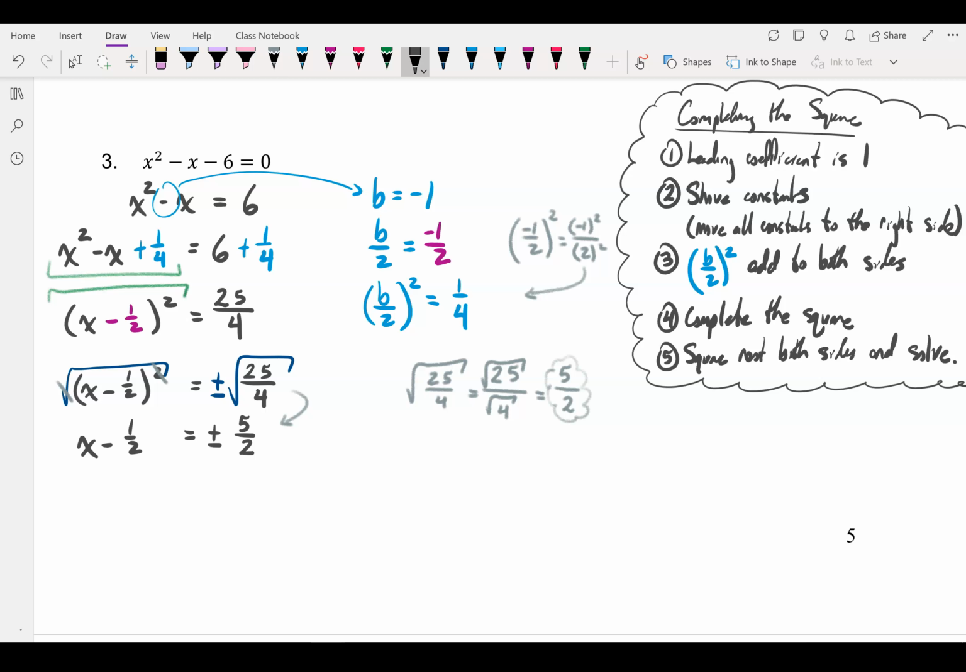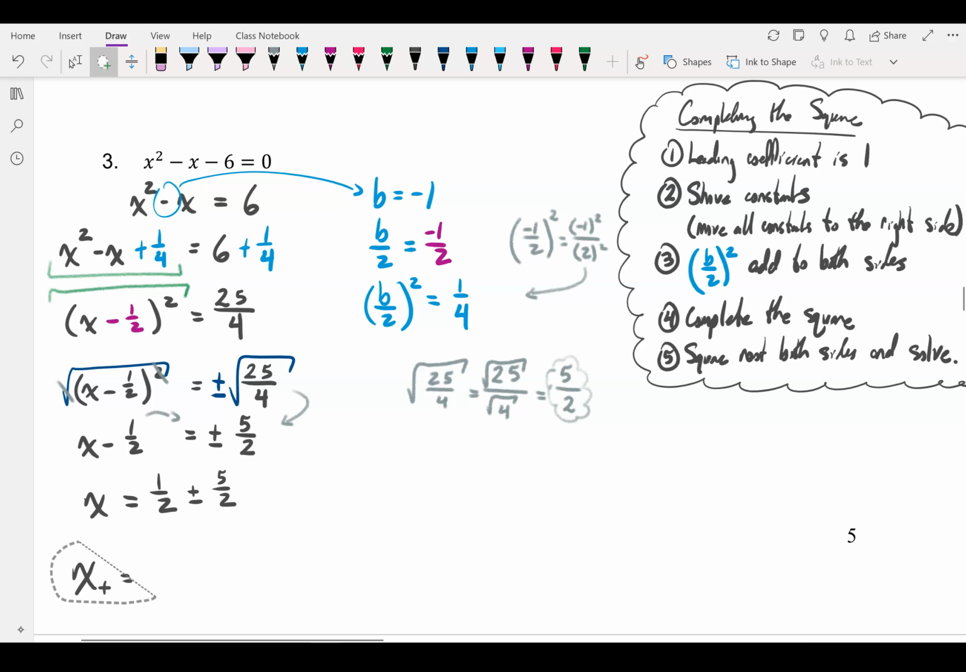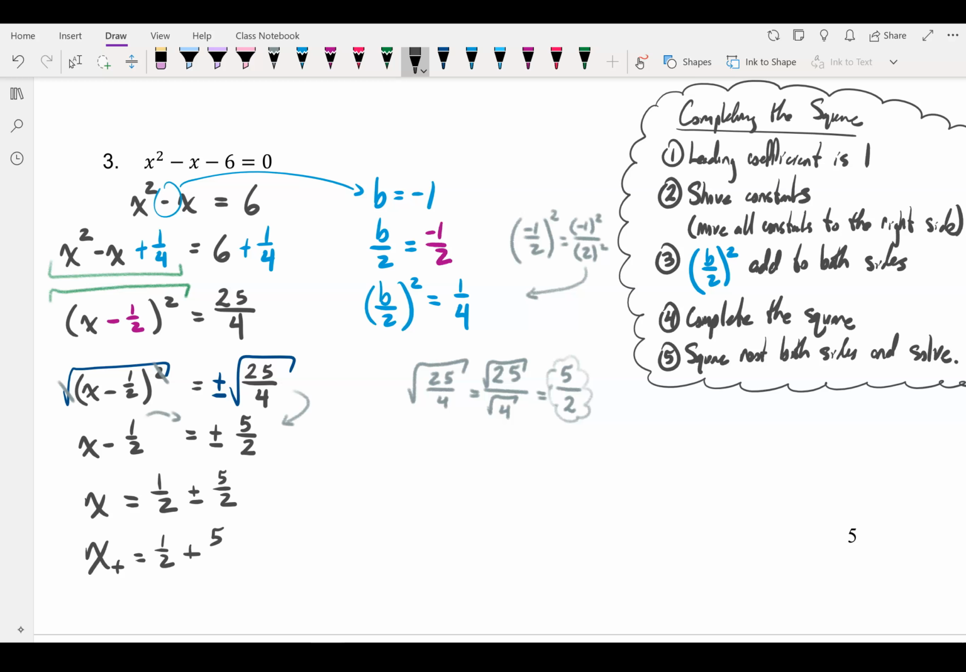Now what do we do? We only have really one step left. We'll move the 1/2 to the other side. It'll end up being 1/2 plus or minus 5/2. And it's not so nice to leave our answer like that. It's probably a good idea to simplify. So if we take our positive answer, 1/2 plus 5/2, if you toss that in a calculator or just work it out, you'll get 3. Much nicer. Take time to pause the video and make sure you can get a 3 from that, okay? If you can't, fire me an email.